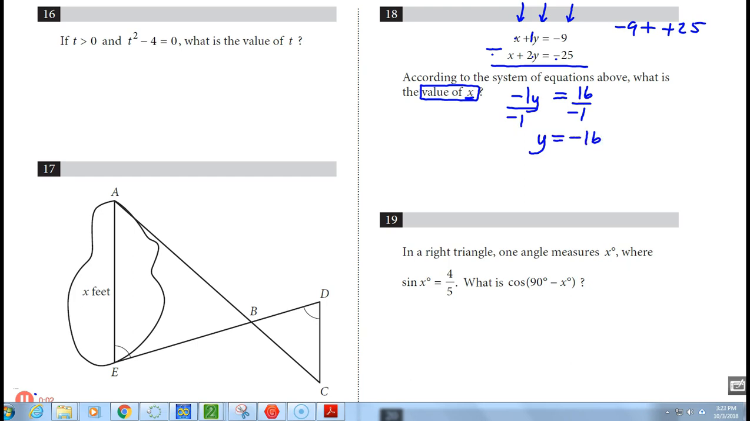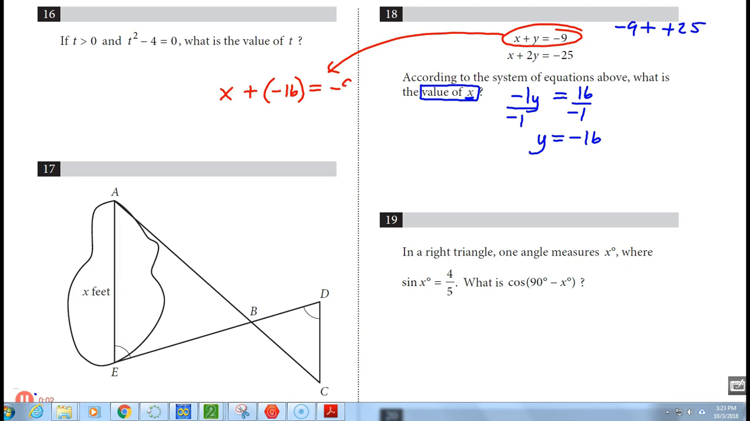Now that's not the answer. Okay, that's not my final answer. I need x. So I could go back up here, and either equation, whatever one I prefer, I can substitute or plug negative 16 in for y. I'm going to do it for the first one because it looks a little bit smaller, a little bit more simple. So x plus a negative 16 equals negative 9. And now to get that x by itself, I'm going to add the 16 to both sides. And I end up with x equals 7.